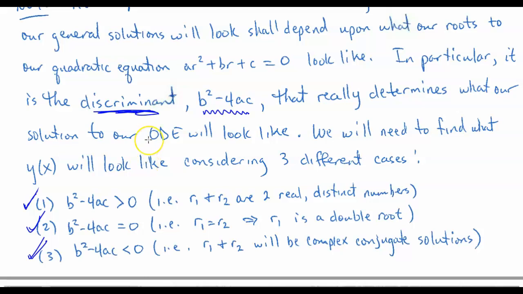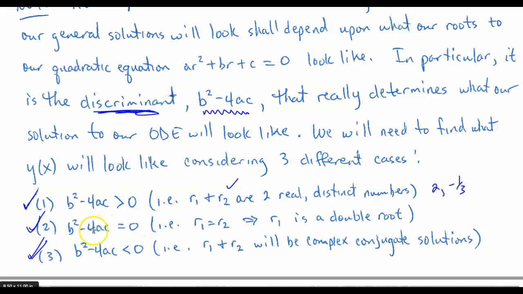And if you remember from college algebra or basic algebra 2, if you took that in high school, if our discriminant is positive, then we're going to have two real distinct numbers for a solution. So we'll have something like a 2 and a negative 1/3, something like that.